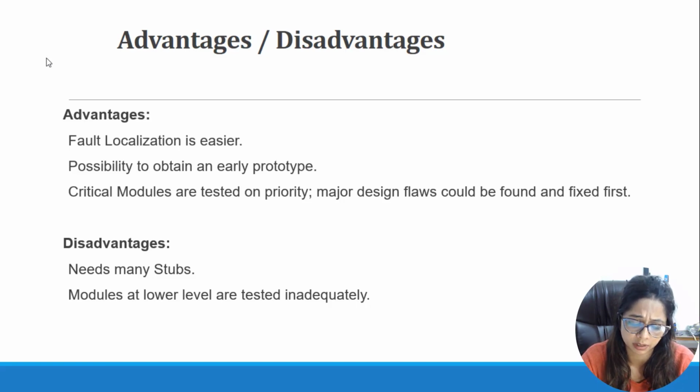Also, if we just add on to this disadvantage, we can say that yes, the lower modules are tested inadequately because we have put in enough of our efforts and time on the higher modules, and since we are using stubs for catering to their requirements, later on when the lower modules are created, we might not have enough time, and there can be a possibility that they are tested inadequately. But it's not a major disadvantage as such, it is just a probability.